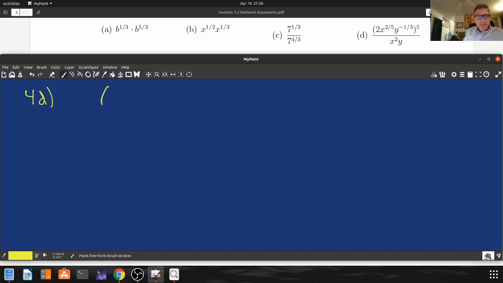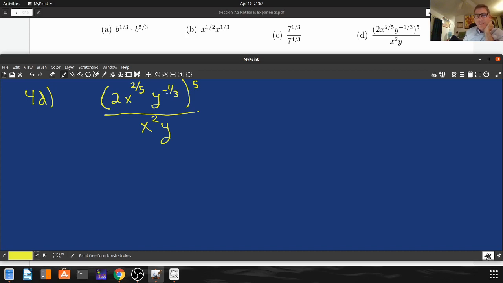So I have as my base 2x to the 2/5 power times y to the minus 1/3. All of that is raised to the 5th power over x squared y. So thinking about PEMDAS, there's really nothing I can do to simplify what's in parentheses.